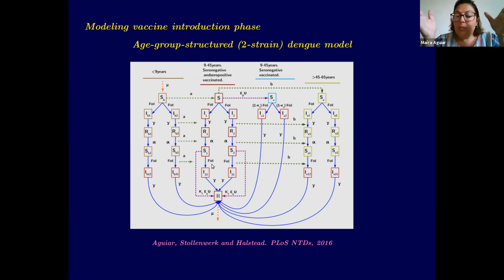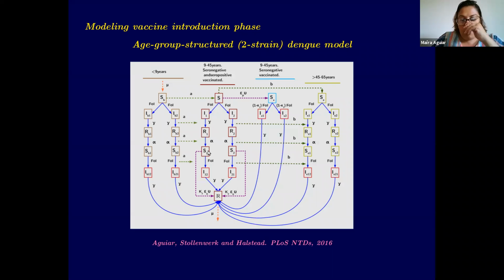This vaccine was then recommended to individuals older than 9. So I stratify my model by age, where I have individuals younger than 9, individuals between 9 to 45, where the vaccine can be used, and individuals older than 45, where the vaccine is also not recommended. So I introduce the vaccine in two possible ways. I can vaccinate those individuals being seronegative or being seropositive.